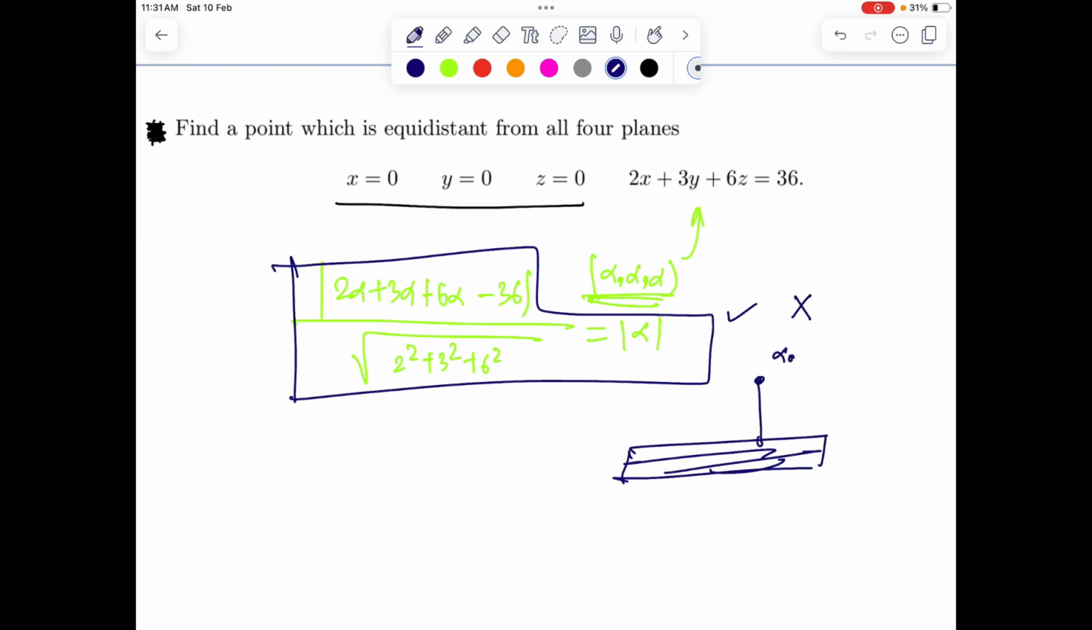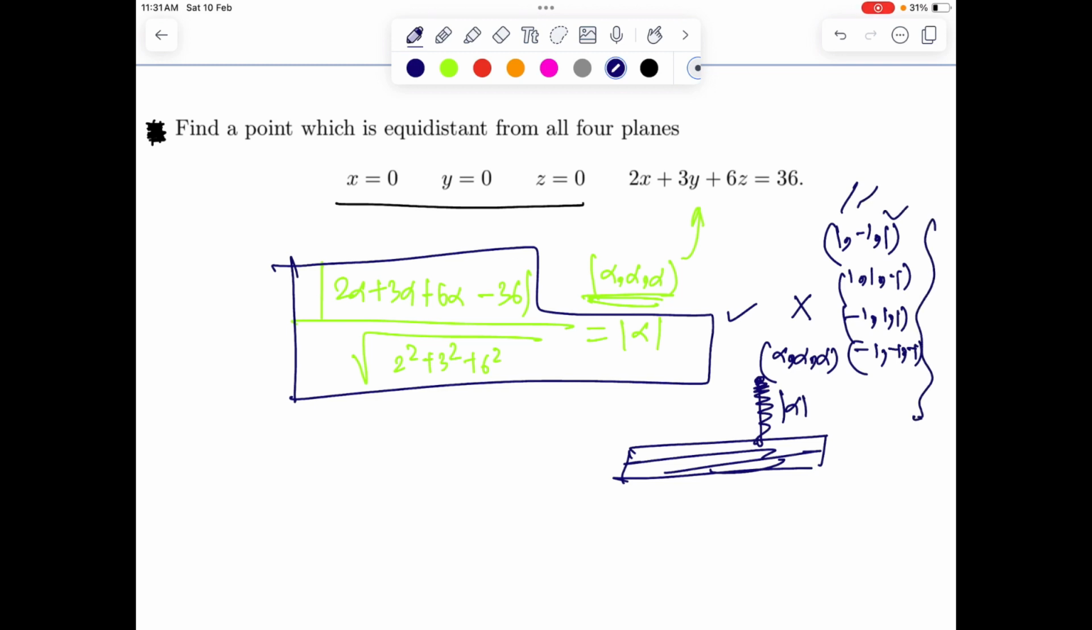Now clearly this approach is not totally correct. Why? Because the distance of a point from the xyz planes is not alpha. Let's say we have a point alpha, comma alpha, comma alpha. The distance is not alpha. In fact, it is mod alpha, because we can have points like 1, minus 1, 1 or 1, 1, minus 1 or minus 1, 1, 1. All possibilities, minus 1, minus 1, minus 1. So we have 8 possibilities for this. So all these 8 points are at the same distance from the xy plane, which is of magnitude 1. So you have to be alert.